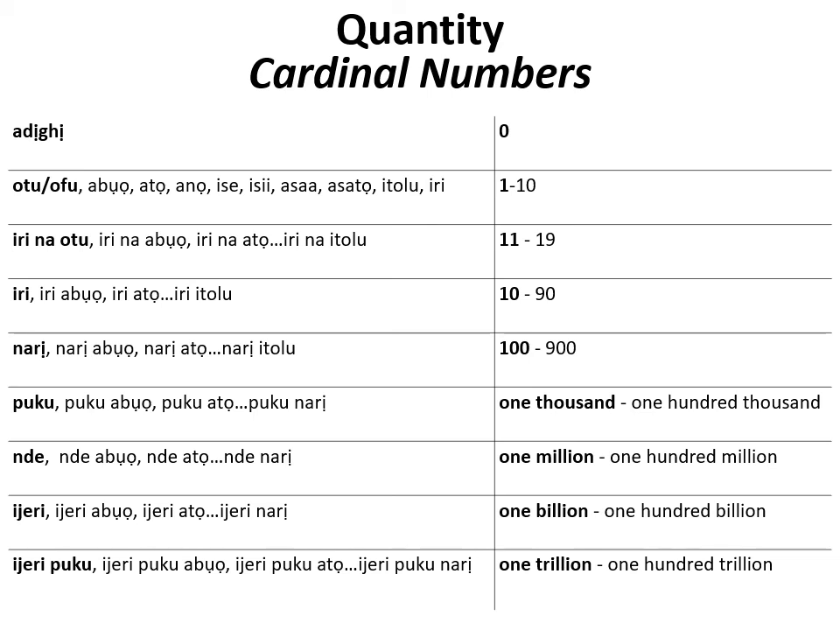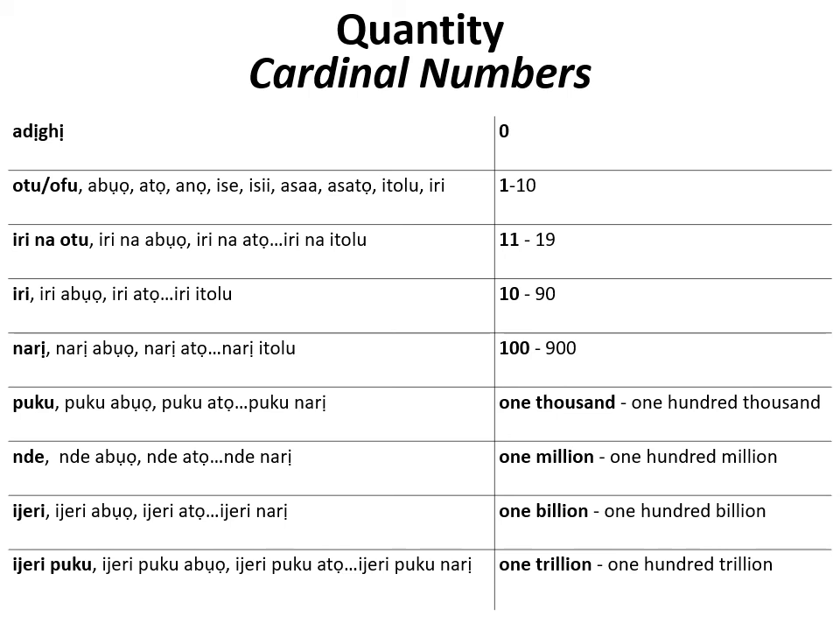The next level is million. 1,000,000 is nde. And you can do 1,000,000 all the way to 100,000,000 and even more, but I'm just stopping at 100,000,000. So nde, nde abuo, nde ato, nde nari. After 1,000,000, you have 1,000,000,000. And 1,000,000,000 is ijeri. And then we have ijeri abuo, 2,000,000,000. Ijeri ato, 3,000,000,000. So you can go all the way to ijeri nari, 100,000,000,000.